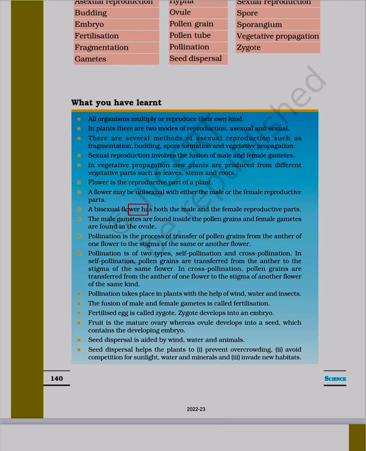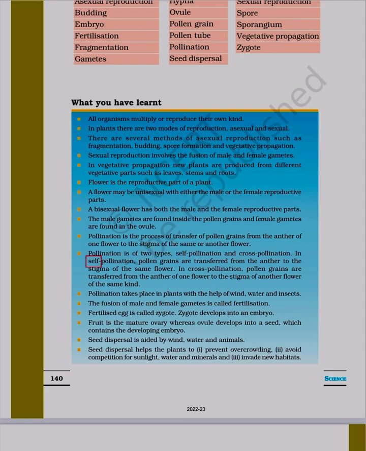A bisexual flower has both the male and the female reproductive parts. The male gametes are found inside the pollen grains and female gametes are found in the ovule. Pollination is the process of transfer of pollen grains from the anther of one flower to the stigma of the same or another flower.